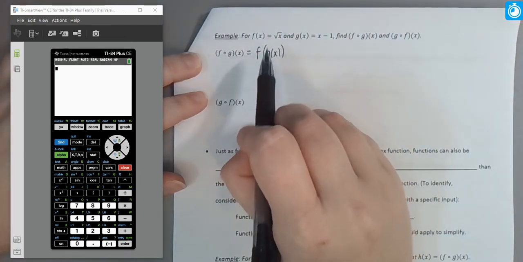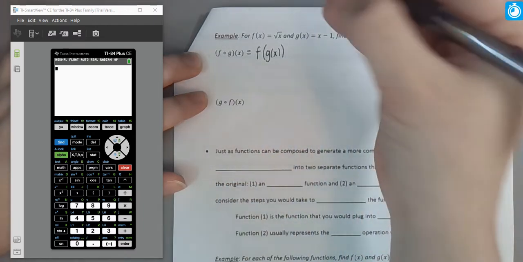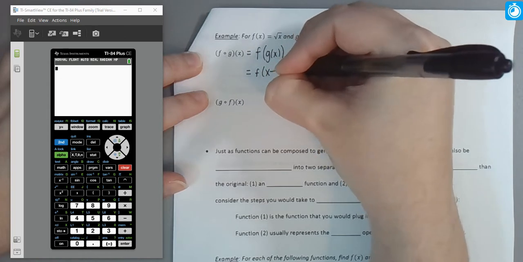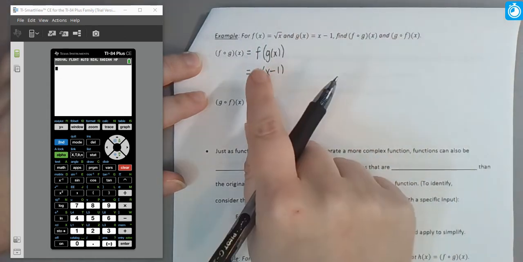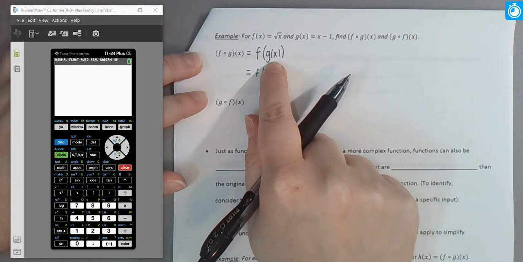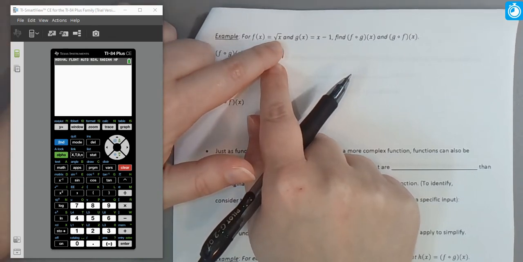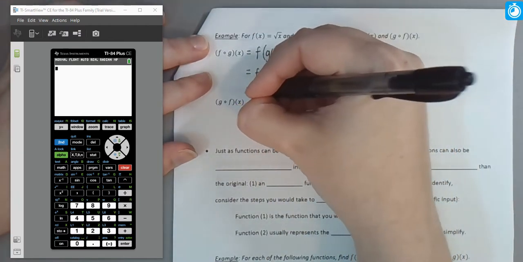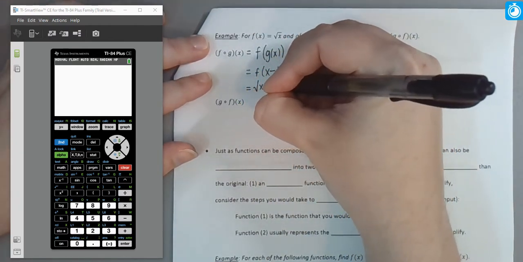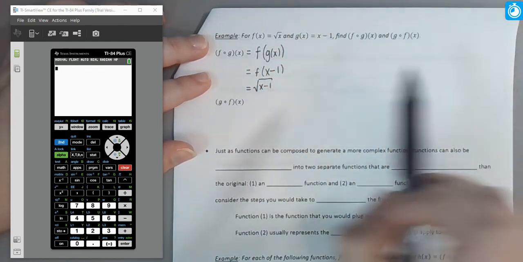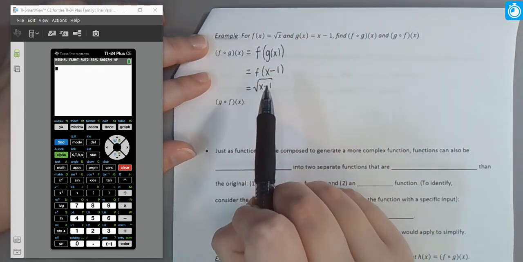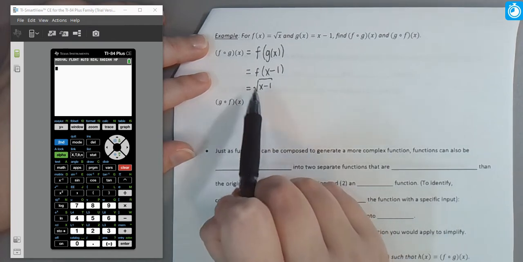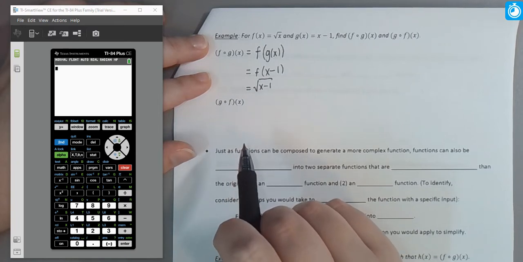So we know that g of x is linear. It's defined as x minus 1. So this is going to be f of x minus 1. And then the rule for f says take your input, whatever it is, and take the square root of it. So we're going to take the square root of this particular input, x minus 1. So that's going to simplify to the square root of x minus 1. Keep in mind we can't go any further with this. You cannot split up a square root across addition or subtraction. So this will be the simplest form of this particular function.